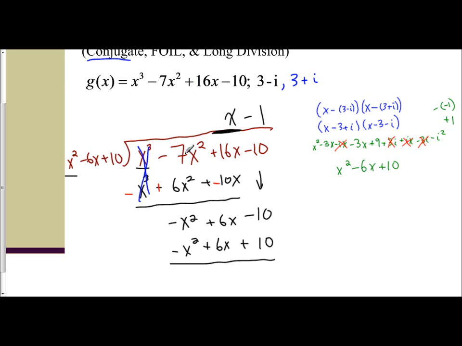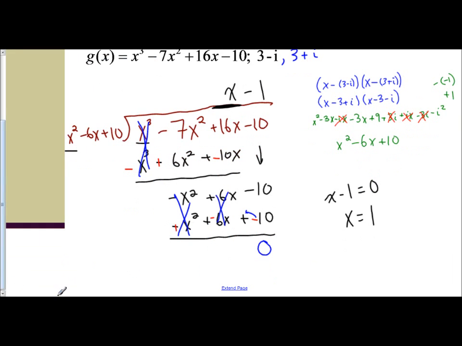We are subtracting, so we need to change all of our signs. Positive to a negative and a negative. Negative x squared plus x squared cancels. 6x minus 6x cancels. And we have negative 10 plus 10, which is 0. Negative 10 to 10 is a negative 10, and we change it to a plus sign to get 0. And so our expression is x minus 1 that remains. Set it equal to 0, x equals 1.